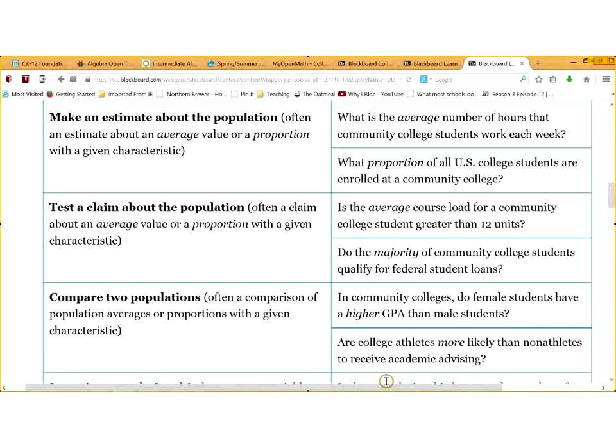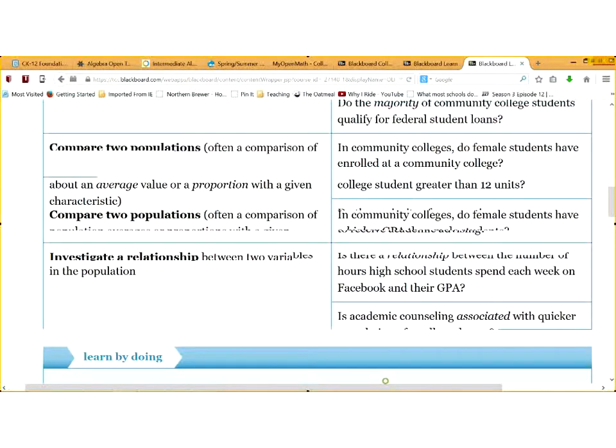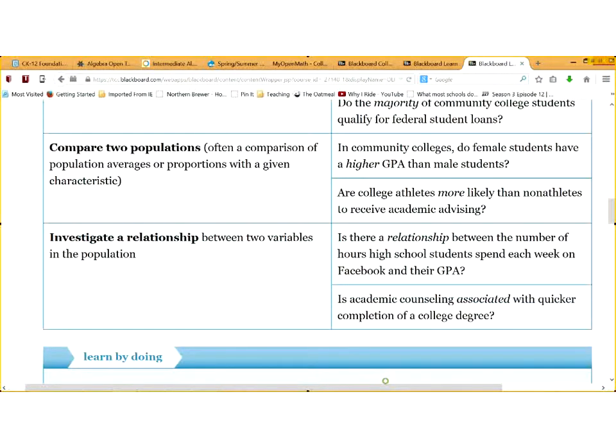And then, do the majority of community college students qualify for federal student loans? When we talk about a majority, that's again a proportion. It just means is the proportion of students who qualify for student loans more than half. Majority means more than half, more than 50%. We might compare two populations. So in community colleges, do female students have a higher GPA than male students?